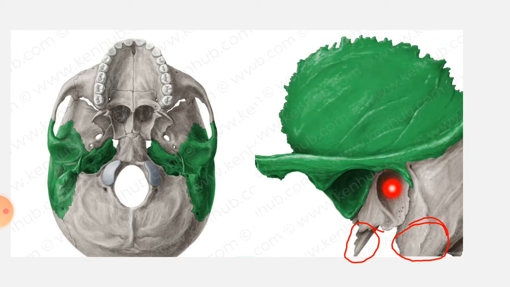This is the external acoustic meatus, or the external auditory canal. Encircled in red is the mastoid process, and it contains the mastoid air cells, and the sharp projection is the styloid process, which gives attachment to various muscles. At the inferior aspect, you can clearly see the articulation of the temporal bone. Here you can appreciate the articulation of your temporal bone with the occipital bone.